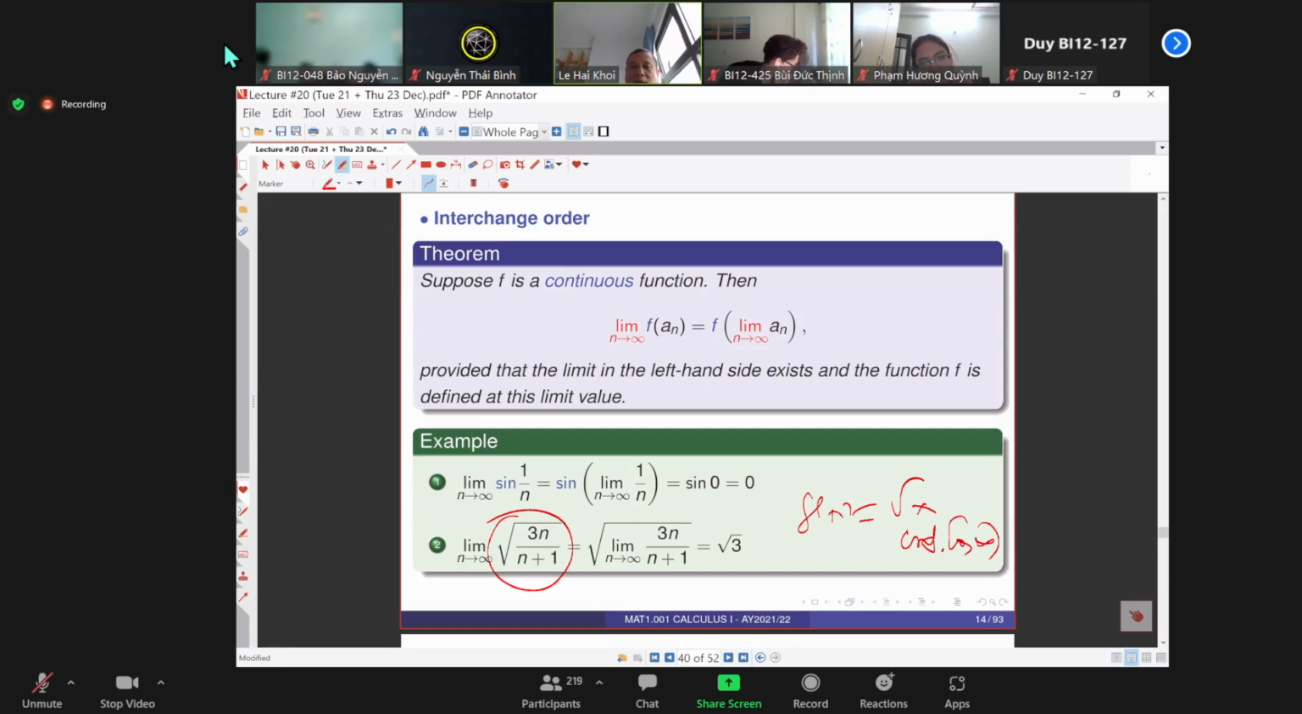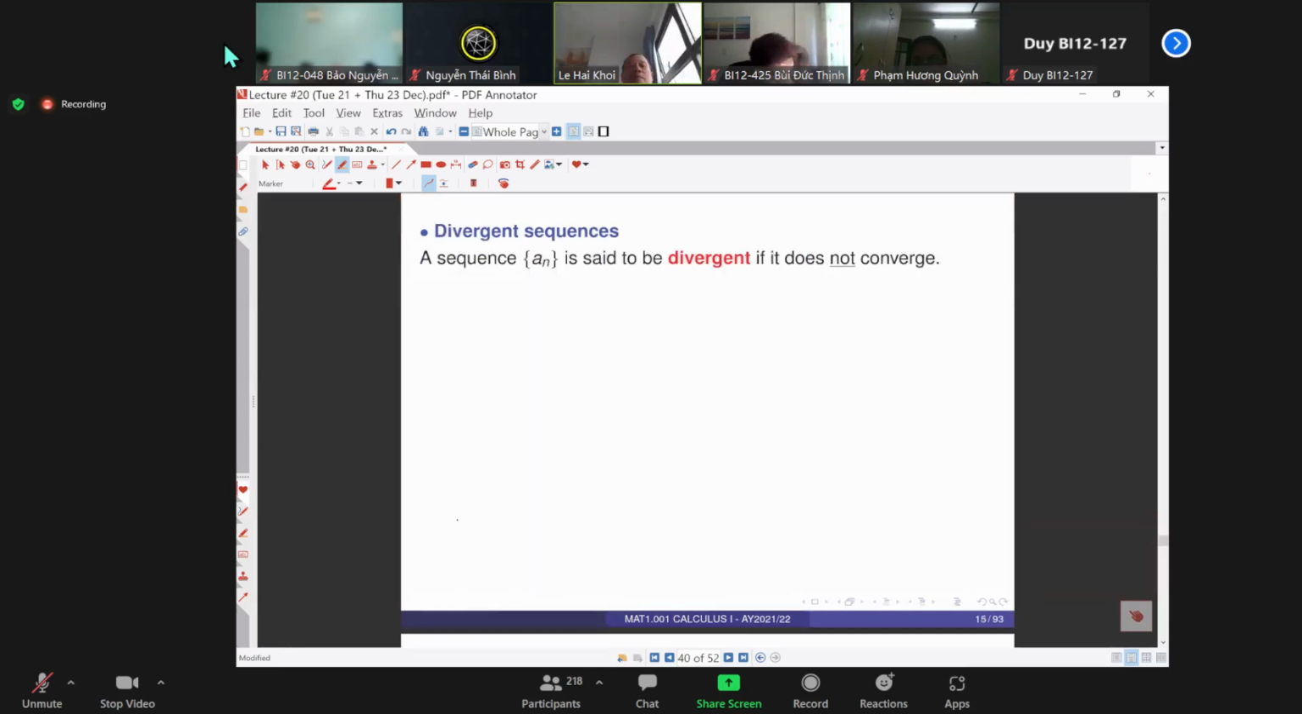All of them are positive. So you can first take the limit under the square root, which is 3. And you take the square root next. So you have swapped the operation and can do the problem very easily. Otherwise, this problem is not easy. Not easy at all. Okay. So now, how about divergent sequence?